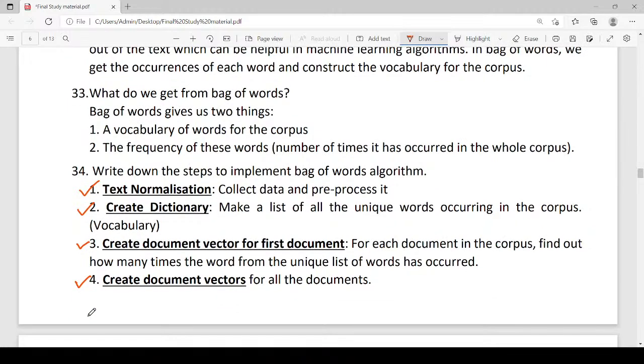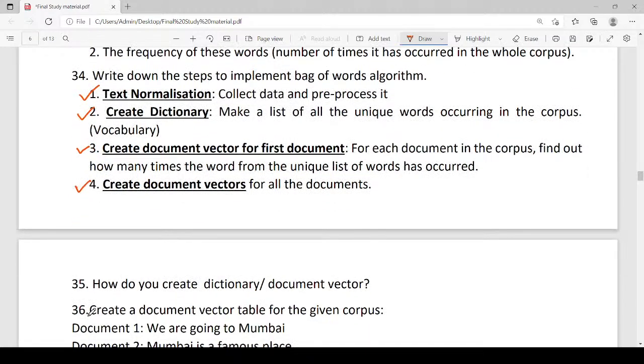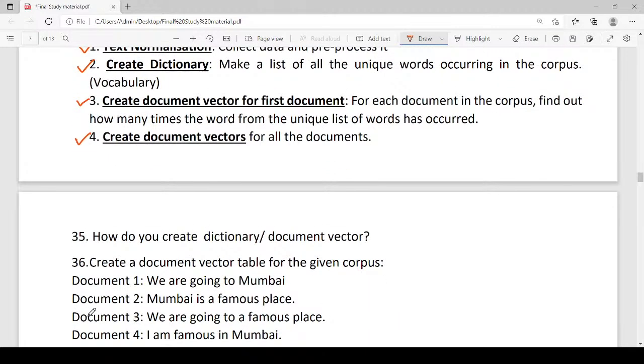Now you may get a question specifically, how do you create a dictionary? You make a list of unique words occurring in the corpus. Or there could be a question which says, how do you create a document vector? You write down all the unique words and then take a particular document and write down how many times each word has occurred in that particular document, right? Now we are going to take an example here and create a document vector table for the given corpus.